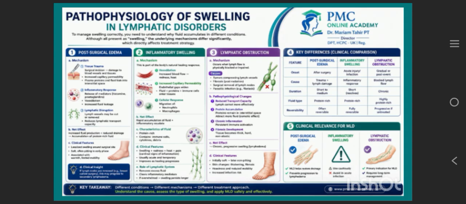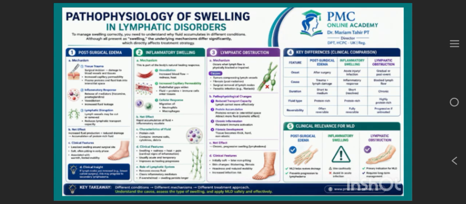Next is the net effect. First we have discussed the mechanism of post-surgical edema. Second, we will discuss the net effect under the heading of post-surgical edema. Here, increased fluid production plus reduced drainage results in accumulation of protein-rich fluid.